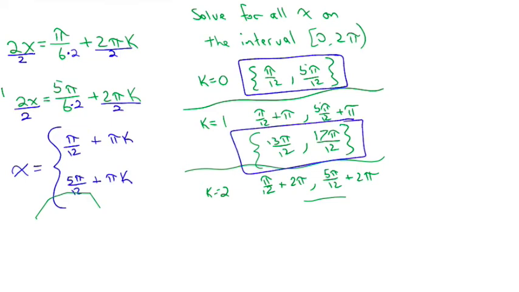So the solutions that are between 0 and 2 pi are pi over 12, 5 pi over 12, 13 pi over 12, and 17 pi over 12. 4 solutions. Kind of cool, huh? I always like this. This is fun. Does it get worse? Yep. What's going to make us have more answers?